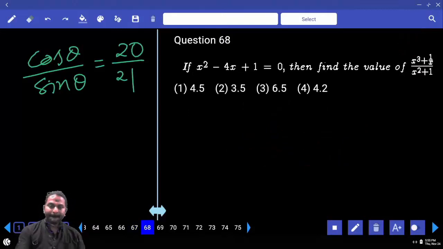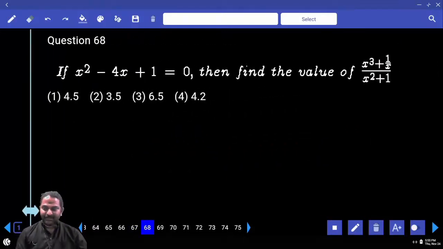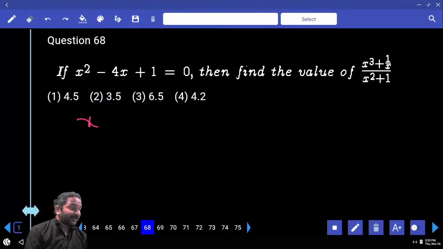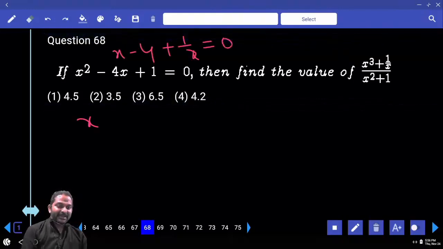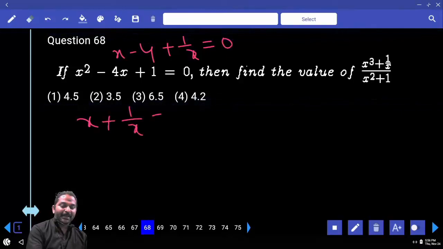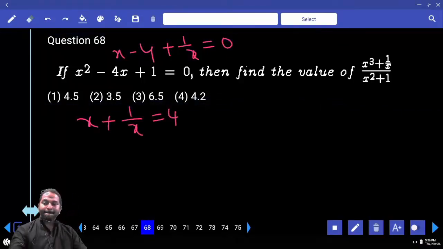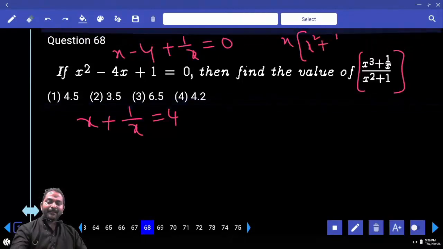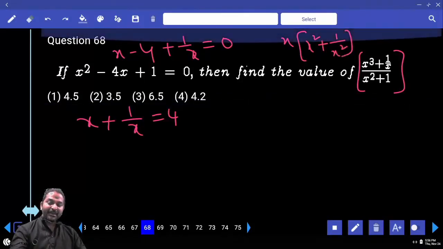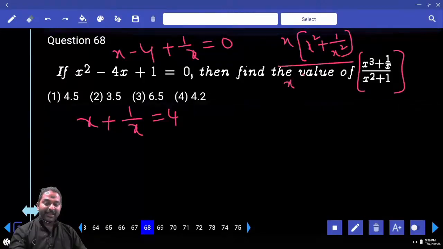Next. This also, yesterday I think a similar question we have completed. So we will take x common, then it becomes x, tell me, x minus 4 plus 1 by x is equal to 0. From that I will write x plus 1 by x is equal to 4. In the question, in the numerator we will take x common, x square plus 1 by x square. Even in the denominator, if you take x common, it becomes x plus 1 by x.